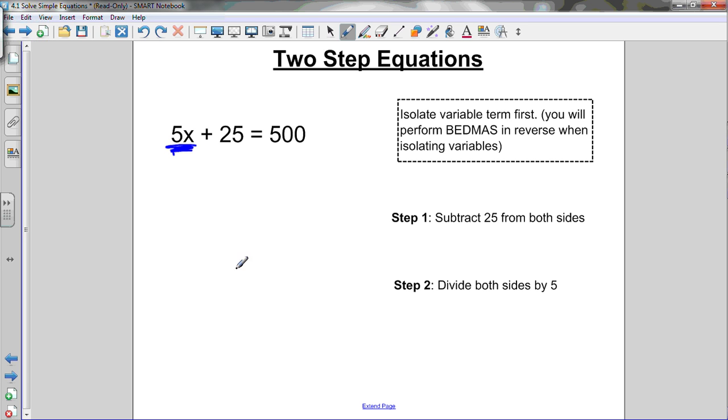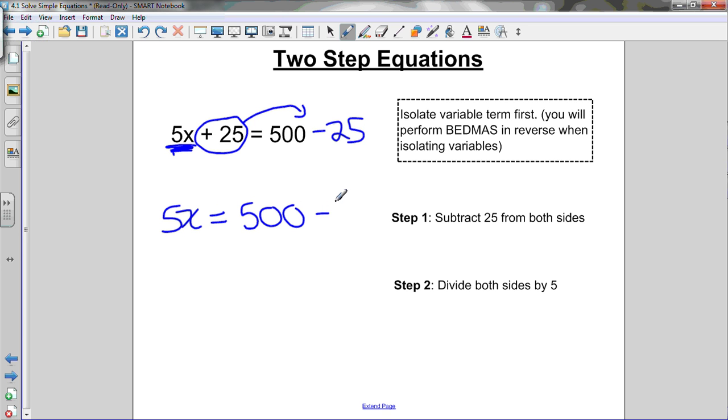Okay, so in order to do that, I need to subtract the 25 to the other side. So on the left side of the equation, I'm adding 25. On the other side of the equation, that's going to become subtracting 25, because the opposite of adding 25 is subtracting 25. So I'll have 5x equals 500 minus 25. Okay. Now let's simplify that. 5x equals 475.